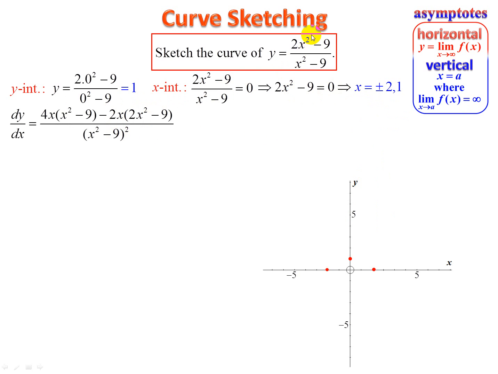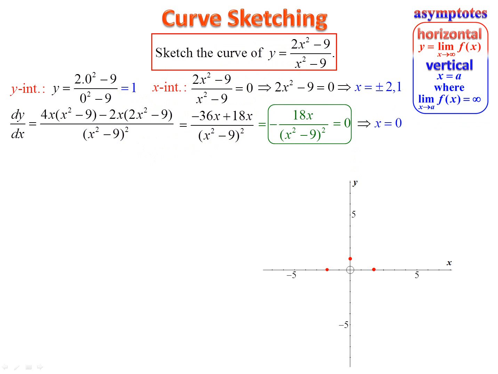Differentiate. Derivative of the top, 4x, times the bottom as it is, minus derivative of the bottom, which will be 2x, times the top, all over the bottom squared. Simplifying, we get that. Now for stationary point, we need this equal to 0, so we need the numerator 0. So therefore, to get it to 0, x must be 0.